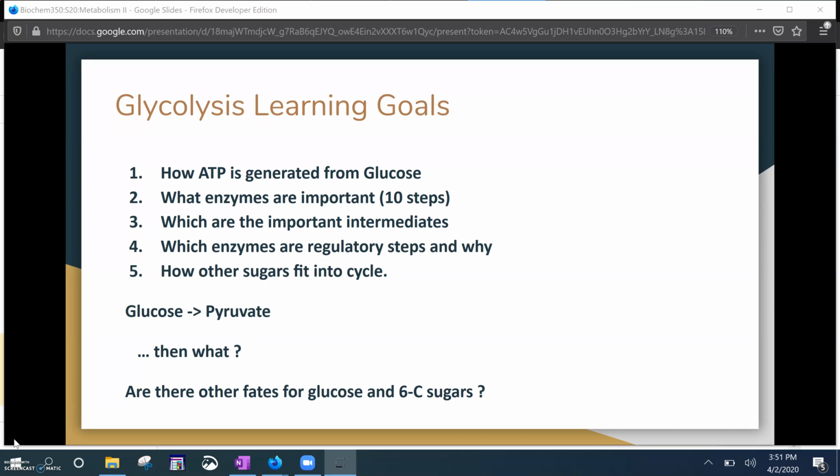And as you recall, we've only generated 2 ATP. So what happens at this point? Are there other fates for glucose and other 6-carbon sugars? What happens to them, and what happens to pyruvate? And that's what we're going to look at today.